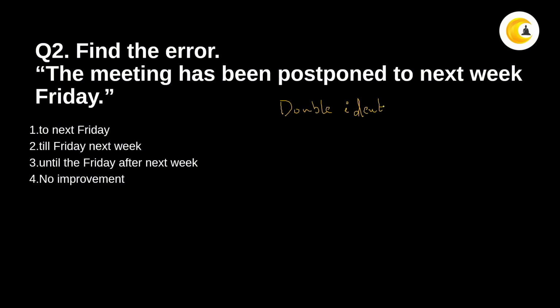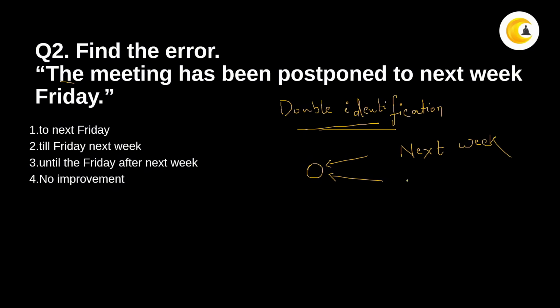identification. What is a double identification? It basically means we are referring to one single object in two different ways. That is called double identification. What is the word that we use? We are saying that the meeting has been postponed to next week, Friday. Two things here. Either it's next week or it's next Friday. There is nothing such as next week, Friday.